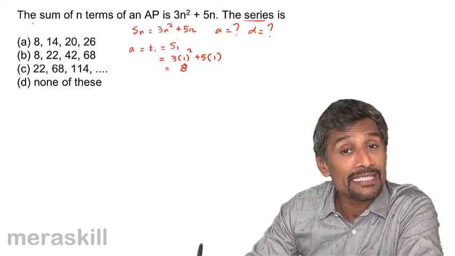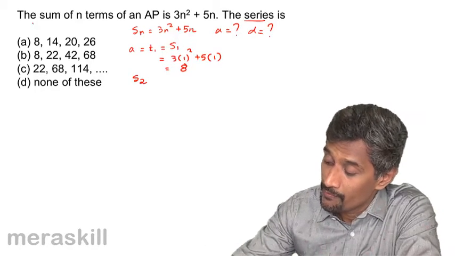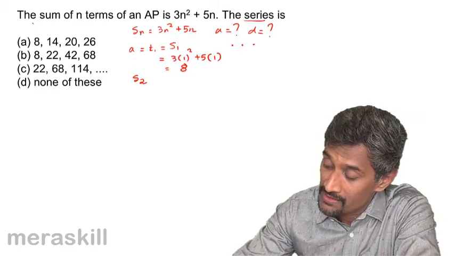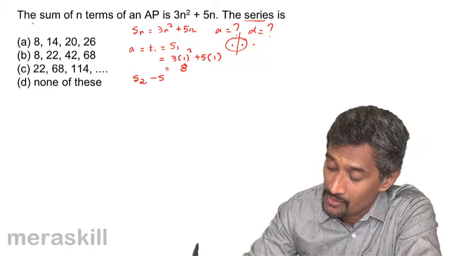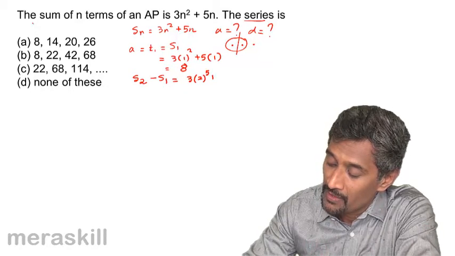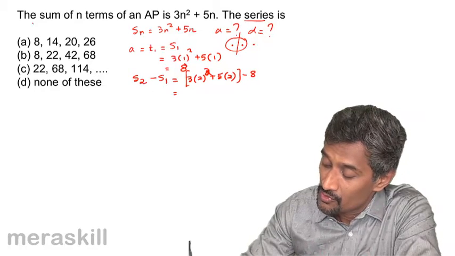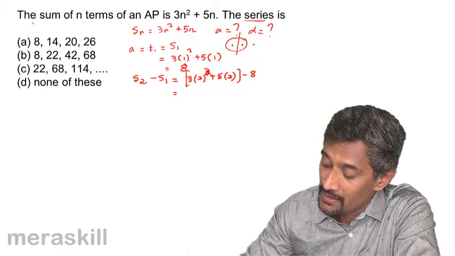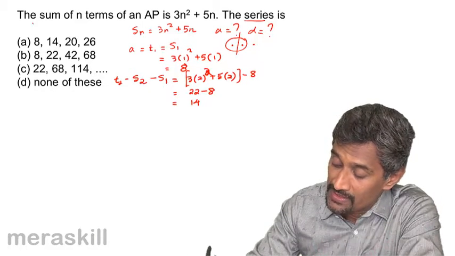Now, we need to find the second term also. The second term will be given by S2. This is the first term, second term, third term. So S2 involves this plus this. From that, if you subtract this, you get the second term. So it's going to be S2 minus S1. Now, S2 is going to be 3 into 2 square, 3 times 4 is 12, plus 5 into 2, 10, which is 22. Minus the first term, which in any case is 8. So 22 minus 8 is going to be 14. That means T2, the second term, is 14.